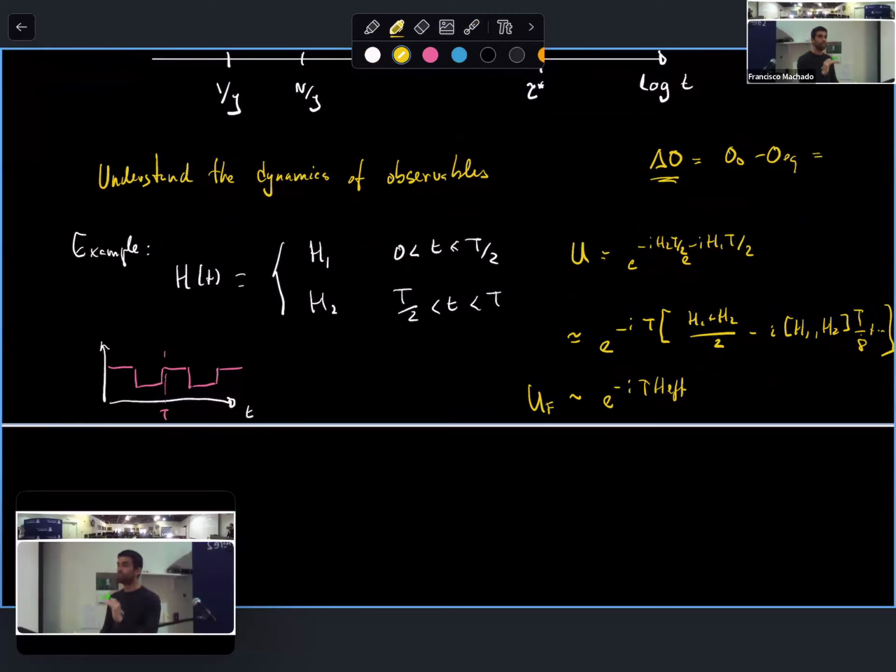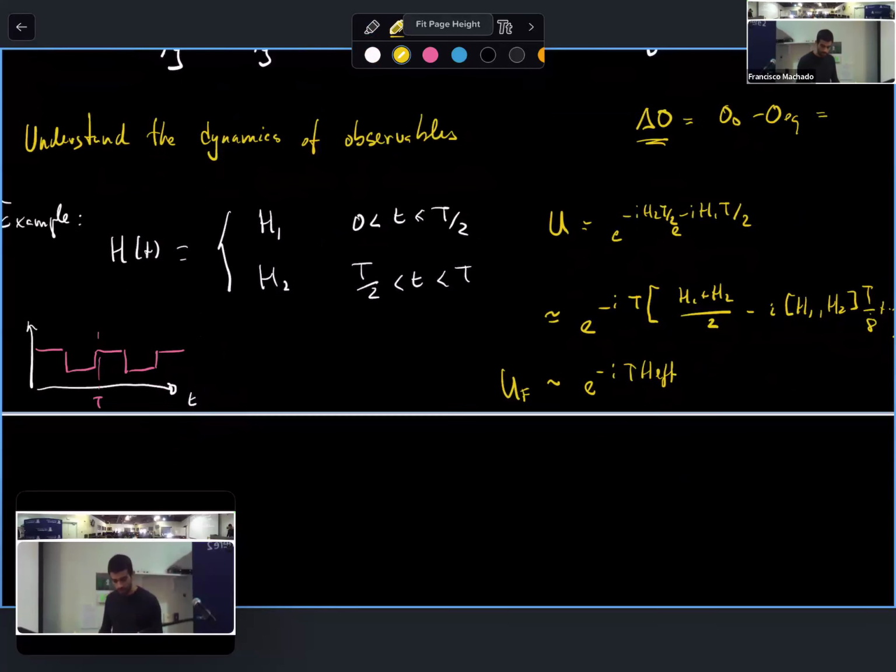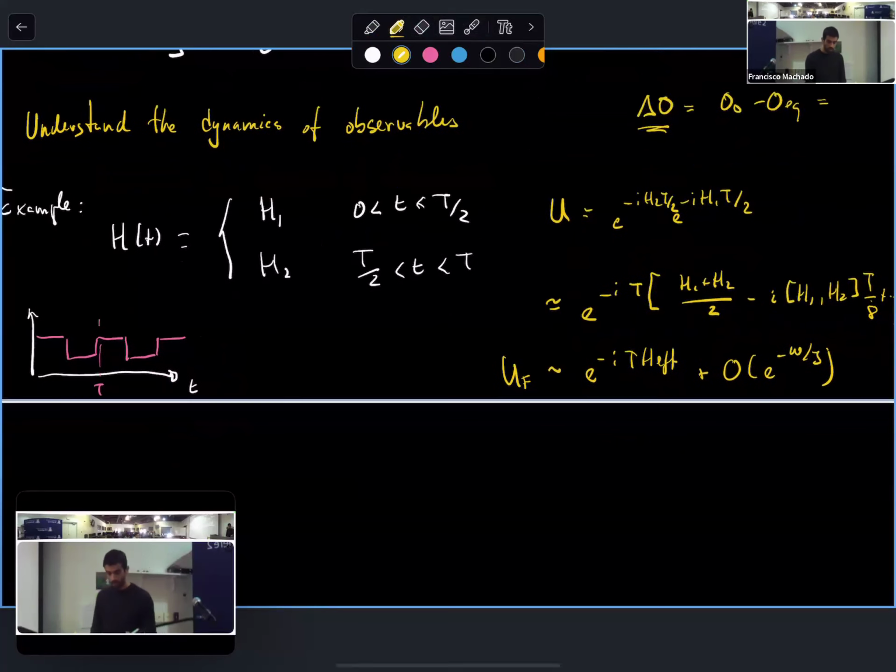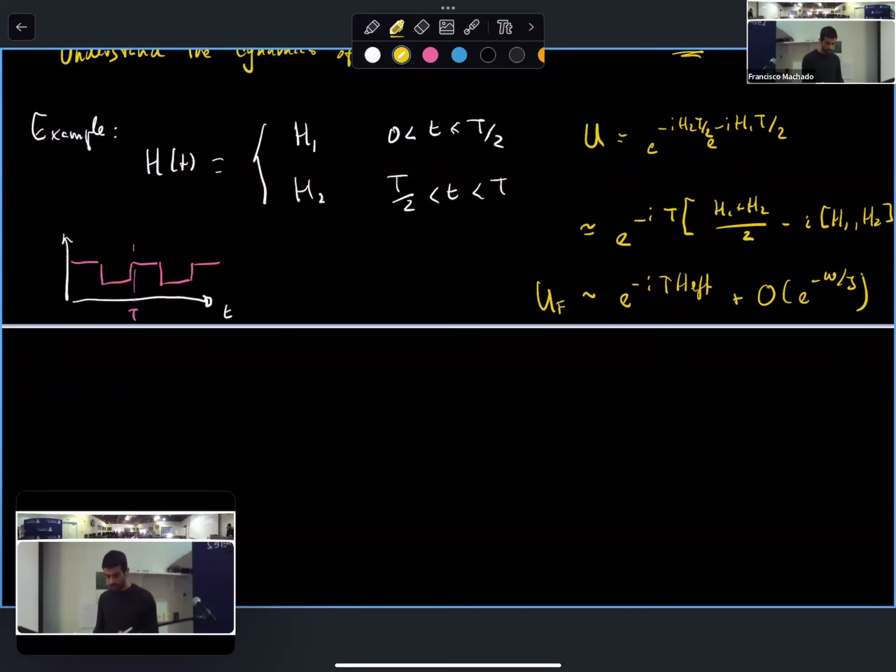Crucially, we know that this is not exactly right. There has to be a little bit of an error. And the crucial thing is that this error is bounded by some term that goes exponentially in the frequency. But broadly, this is nice, because it tells me that I can understand my dynamics by comparing the full evolution, which I've been calling U and UF interchangeably, against the dynamics under this approximate unitary, which is just generated by this object.